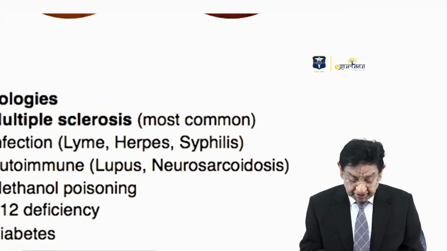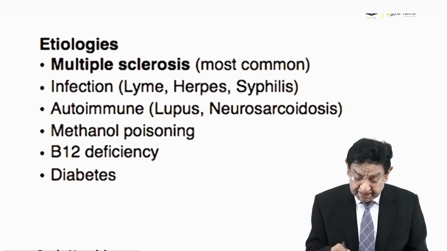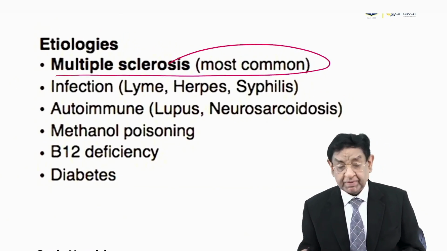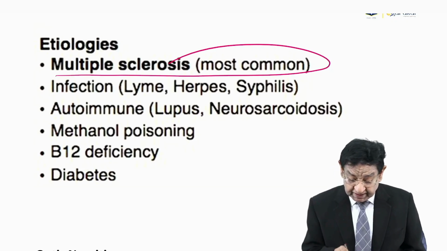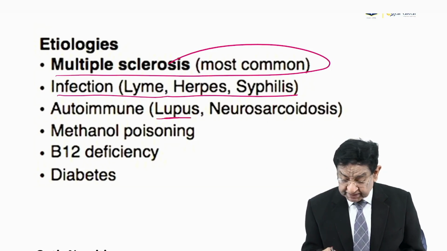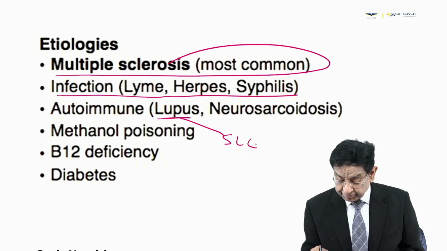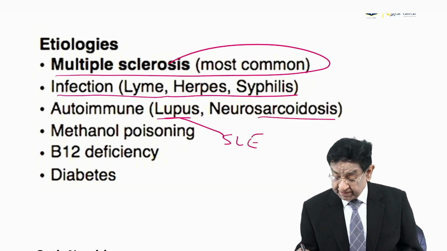So first of all, we learn what the causes of optic neuritis are. Multiple sclerosis is the most common cause of optic neuritis. Infections like Lyme, herpes, or syphilis can cause this. Autoimmune causes like lupus, SLE. Neurosarcoidosis, which is a multi-system disorder.